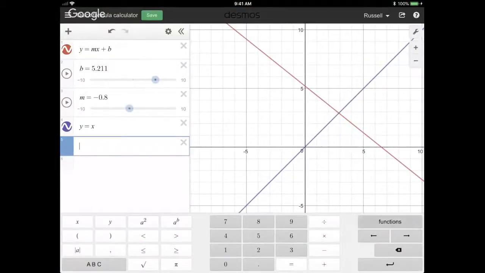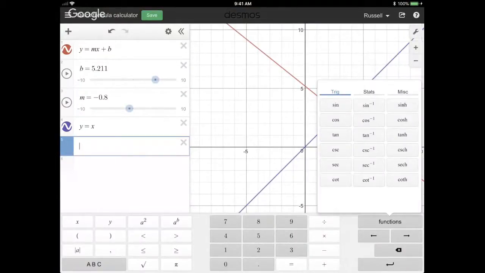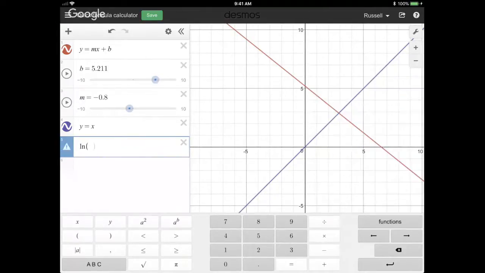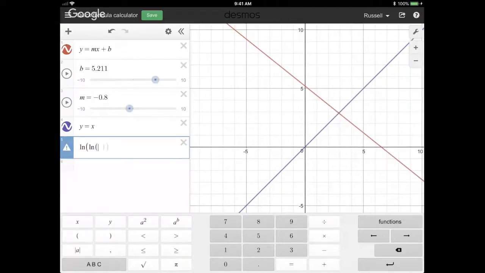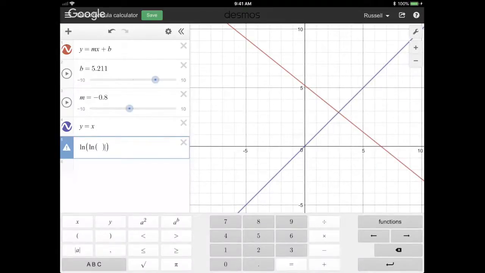I'm going to hit the functions button here, and if I'm real lucky, it's on the first page. Nope. Nope. Ah, there it is, natural log. So what did I do there? I went function, misc, and there it was. Except I don't need two of them, do I? No, I certainly don't. There we go, a little bit of backspace there.